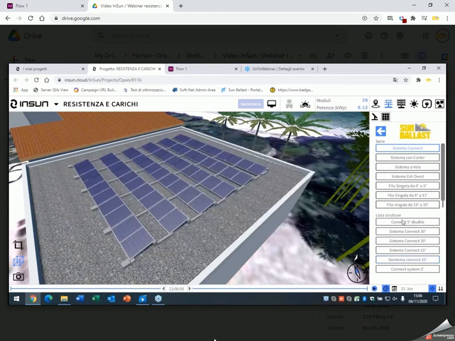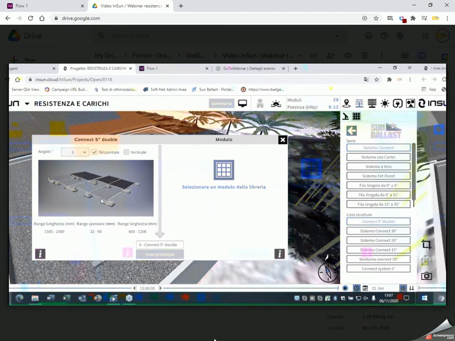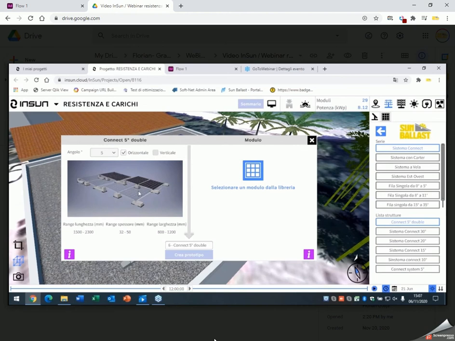Since this year, we have a new product, the Sun Ballast sail-shaped Connect system, that allows you to install two modules next to each other without space between rows. But we'll analyze this topic more deeply in coming webinars with Elona.